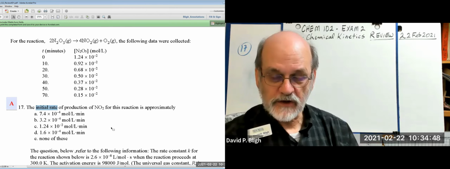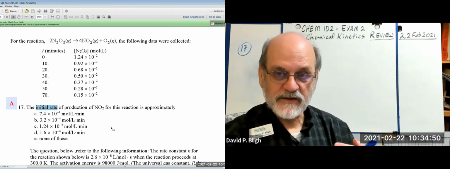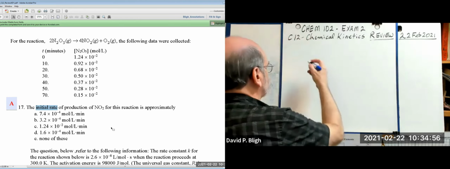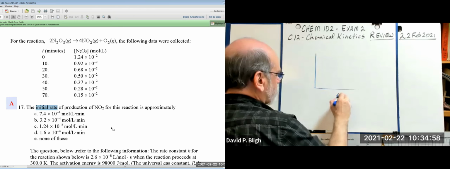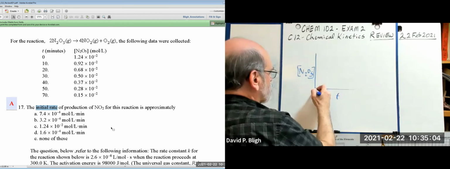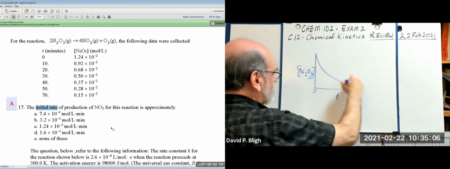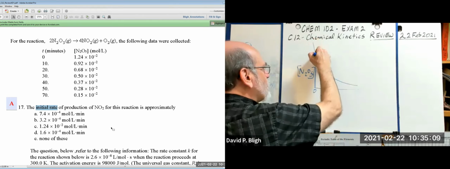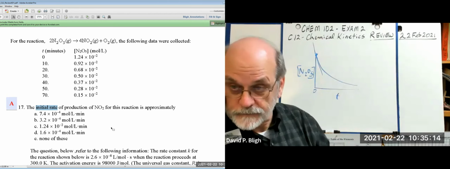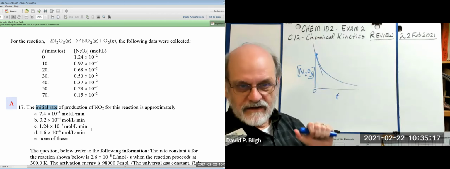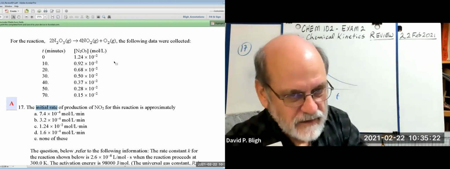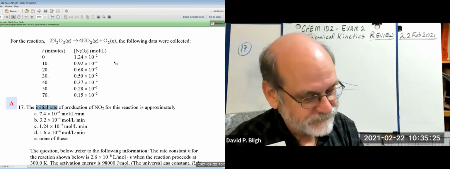Remember, on a curved slope, the instantaneous rate is the slope of the tangent to the curve at that point. And we want the curve, N2O5 versus time. Something like that. We want the slope of the line right there at time 0. Right? You can't get that directly from this data. You need to do a little more work, actually.